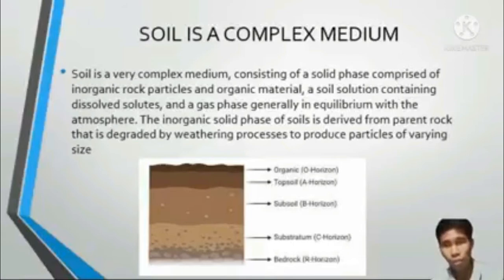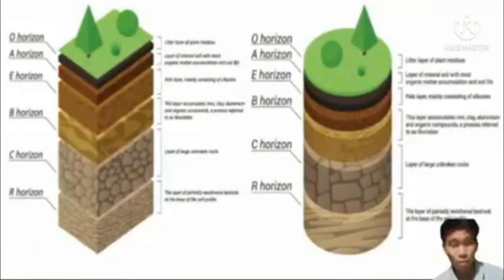So you can see in this picture we have the different layers, or horizons. So we have the organic topsoil, subsoil, substratum, and the base is bedrock. So this is now the soil profile. So we have there the O horizon, the A, E, B, C, and R horizon.